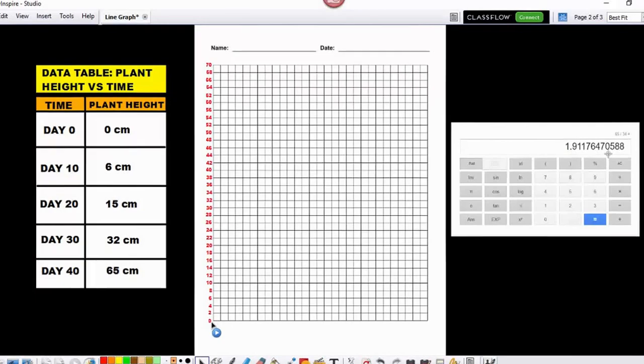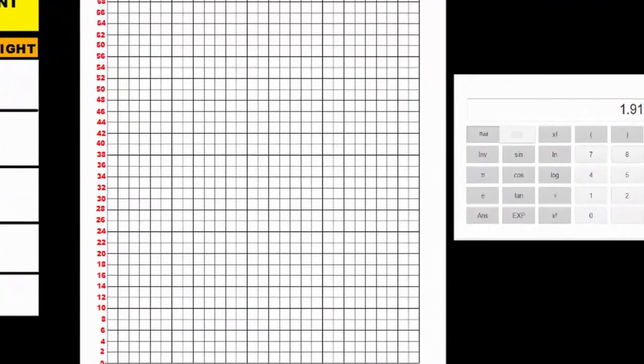If you take a look, the y-axis is now set up in intervals of 2. Every line is worth 2 centimeters, and it takes us all the way up to 70 at the top. Even though I've gone past 65, that's okay because now I've ensured that I can plot 65 on my graph. So it all works out really nice for me.